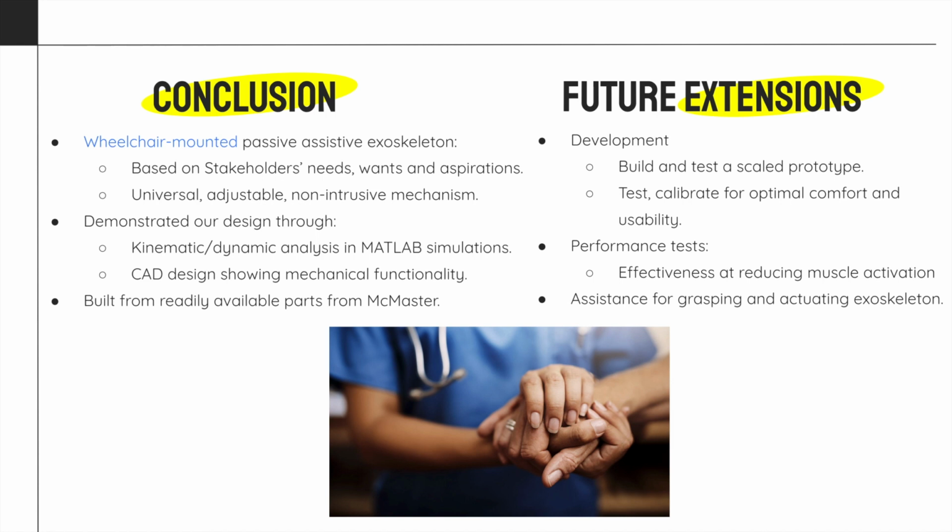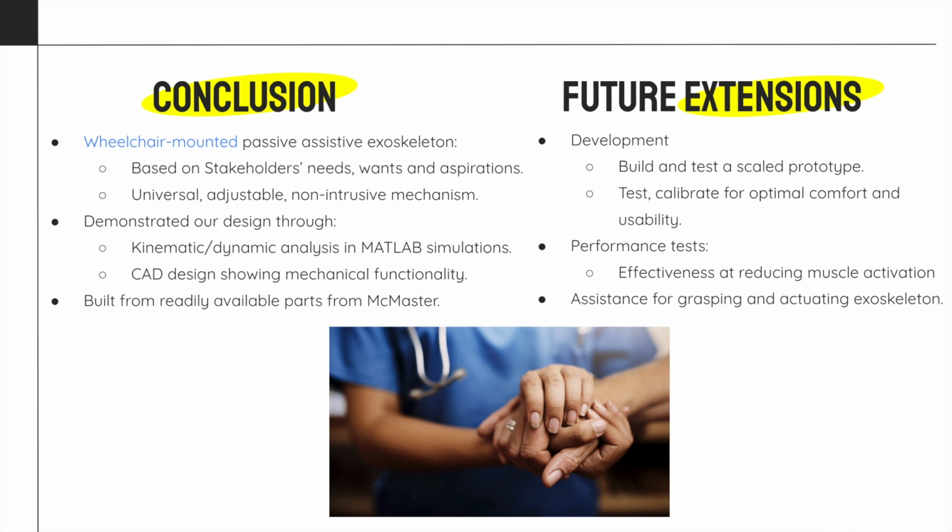In conclusion, we created a design for a wheelchair-mounted assistive exoskeleton that helps both the patient and the caretaker. Through our kinematic and dynamic analysis in MATLAB and by creating a working CAD prototype with readily available parts from McMaster, we have shown the gravity balancing functionality of our device and its feasibility. Passive assistive devices can offer a lot of assistance performing activities of daily living without the need for batteries and motors, and further work could expand on this potential.